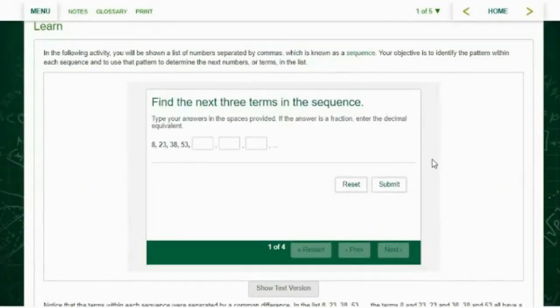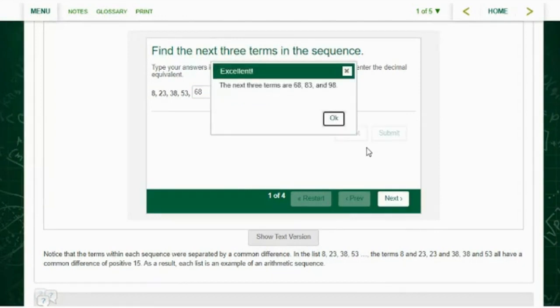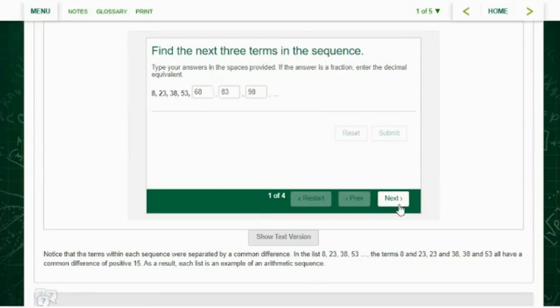So it starts out on the first page with this sequence of numbers right here, and it wants you to find the next three in the sequence. So it's 8, 23, 38, 53. If you look at it, what's going on here? It's just adding 15 every time. So if we add 15, we go to 68, go to 83, go to 98. Submit. Hey, 68, 83, 98. We were correct. Excellent. Go next.